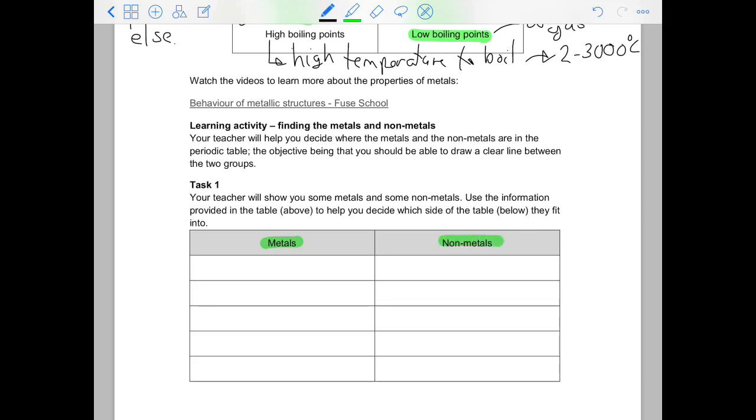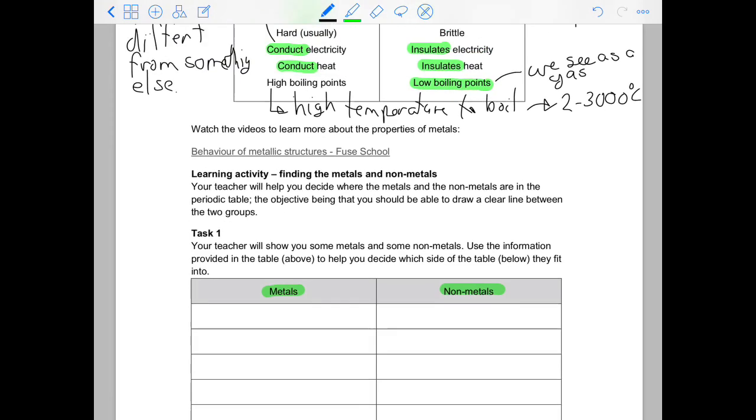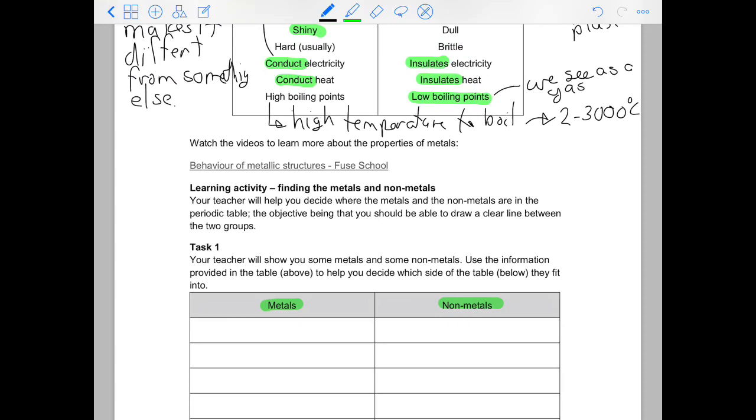For example, I'll start you off. The example we talked about in the last video was gold. We know gold is shiny, it's hard. We know it has a high boiling point, because it takes a lot to get gold to melt and even boil. So we know that gold must fit into the metal side, right? Whereas something like oxygen is a gas, so it has a very low boiling point. So we know that it is a non-metal.